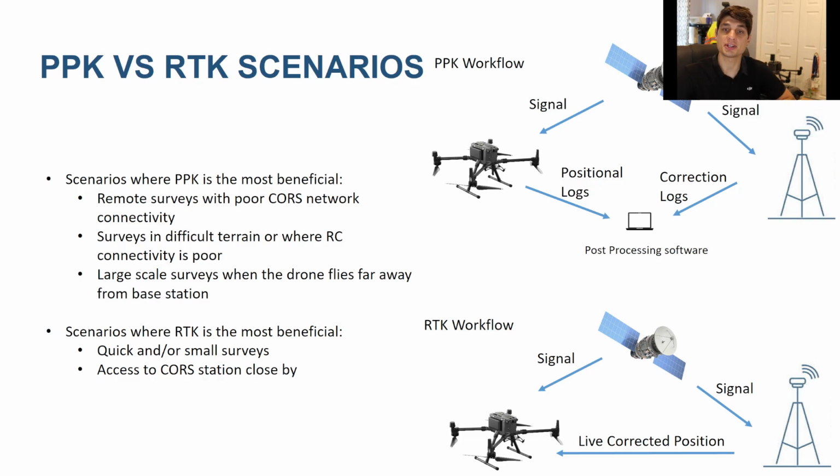So let's talk about the different scenarios and where you'd want to use PPK over RTK. I did mention one of those earlier, where you're in very remote surveys with poor CORS network connectivity, so you may not have, for RTK, an NTRIP or something where you're going to be getting live corrections that may be far away, or you may have connectivity where it's really poor, or for internet connectivity even, so something that you're going to be getting those corrections for, or even the connectivity between the drone and the controller.